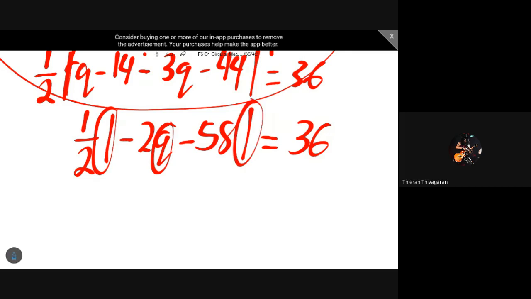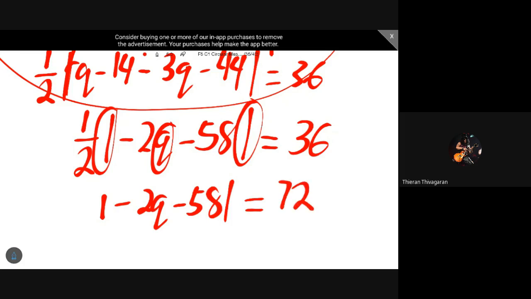What is your suggestion? Anyone got idea? Siapa-siapa ada idea? Macam mana nak buat yang ni? Yes, very good. Pindah 1/2. Yes, very good. 36 times the half. Betul. So you get 72. 36 times 2.